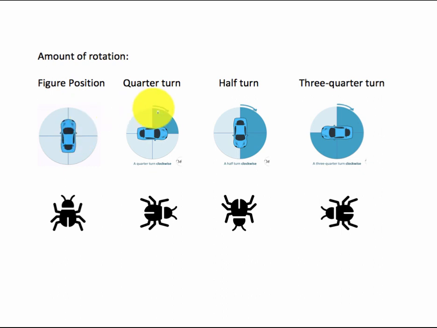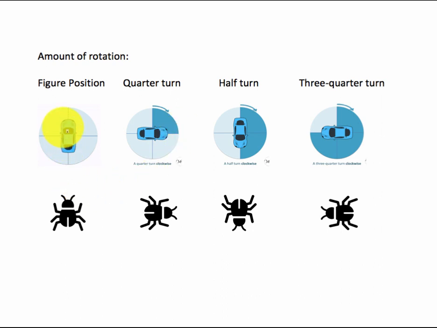Now, if it just turns a little bit, so it's pointing right, that means it turned a quarter turn because it's gone a quarter of the way around the circle to the right. Now, again, if we're going from 12 to 3 like this, that's going in a clockwise direction, right? It's going in the normal direction that a clock would go in.